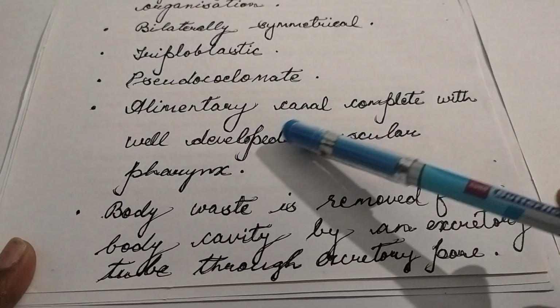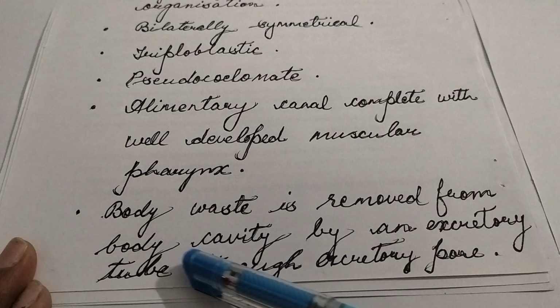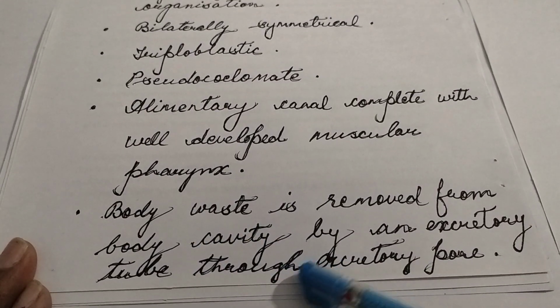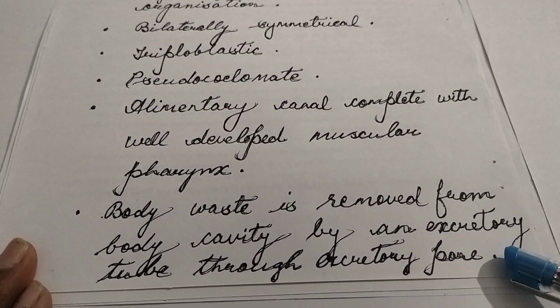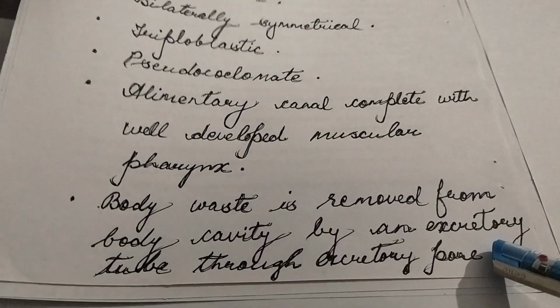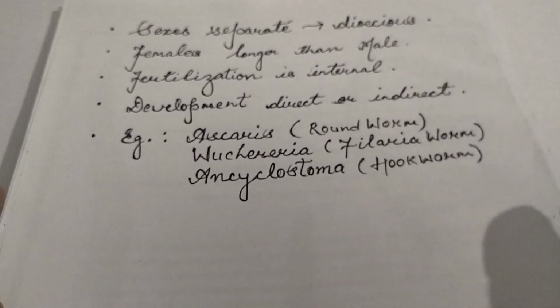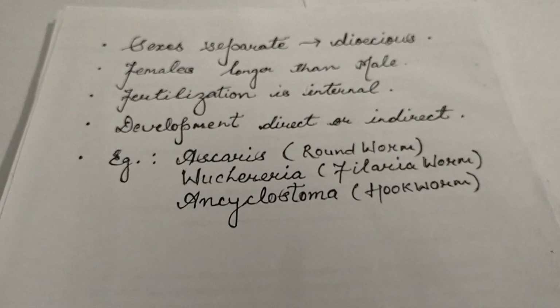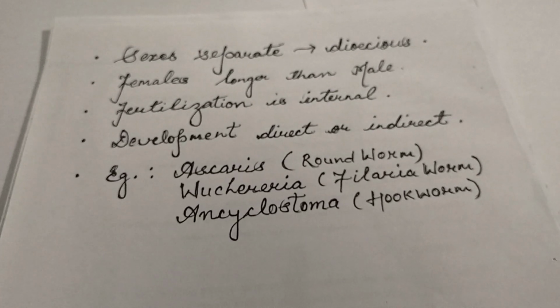Not so developed an organ system is present, but there is a specific system for a specific function: the alimentary canal for intake of food and digestion, and the excretory tube for the removal of waste from the body cavity. And from where? Through an excretory pore, means the body has a specific excretory pore for the removal of waste substance from the body. See how the division of labor is there. Organ system means various organs performing the same function combine to form a specific organ system which performs a specific function.